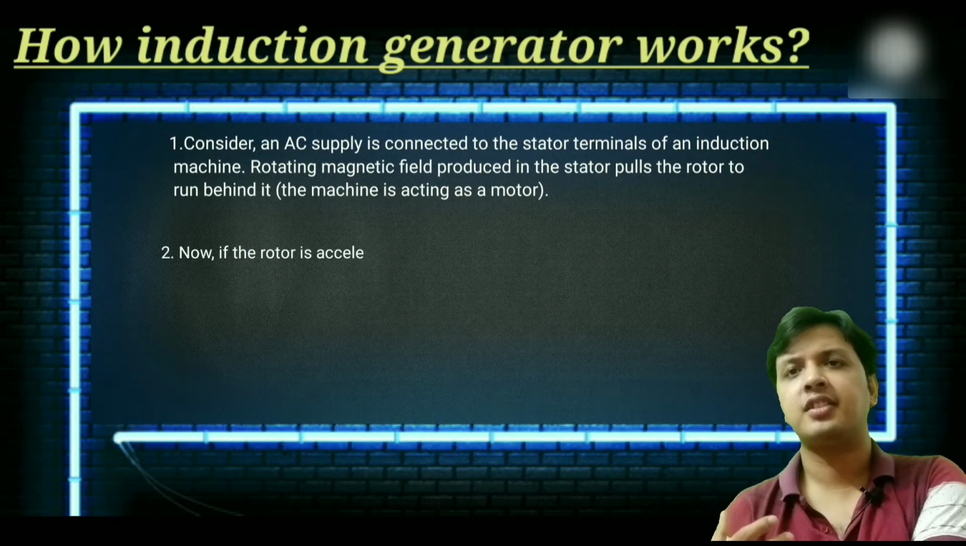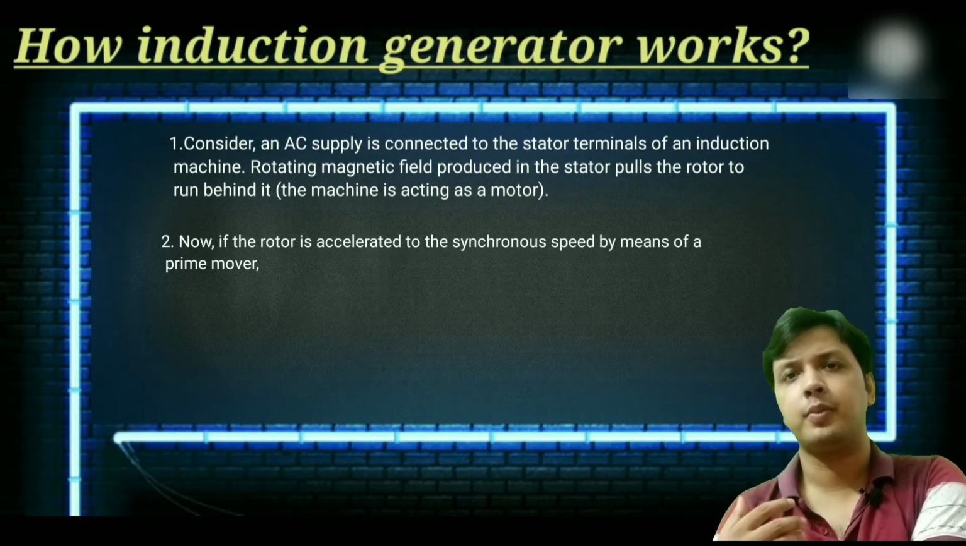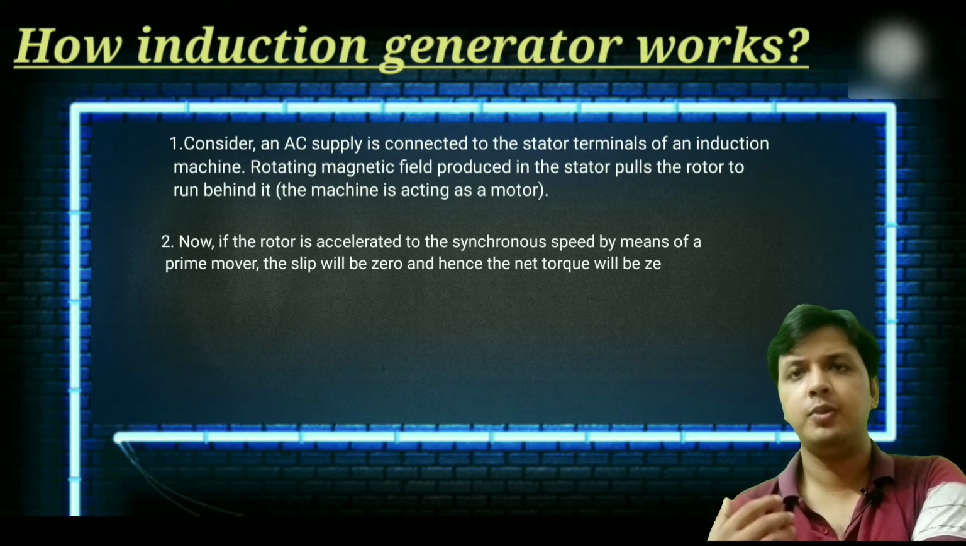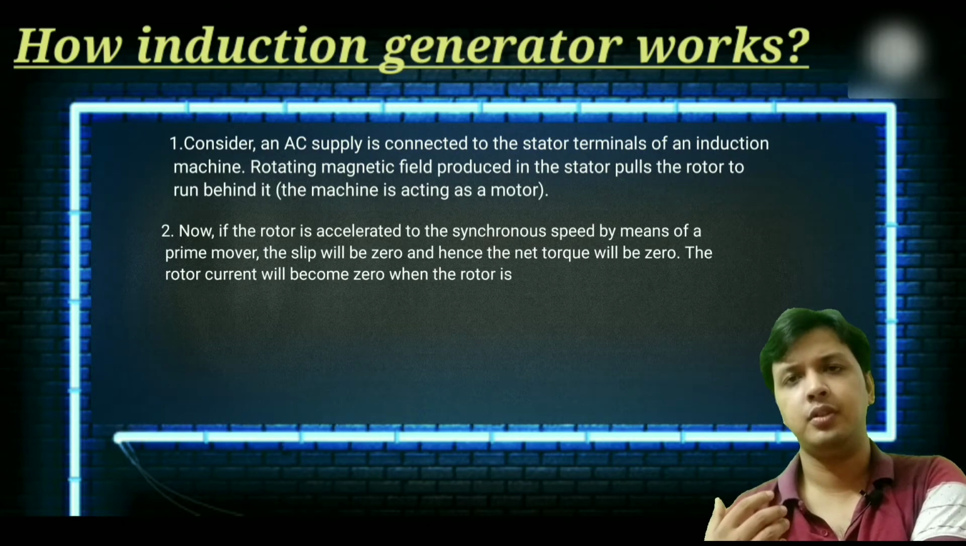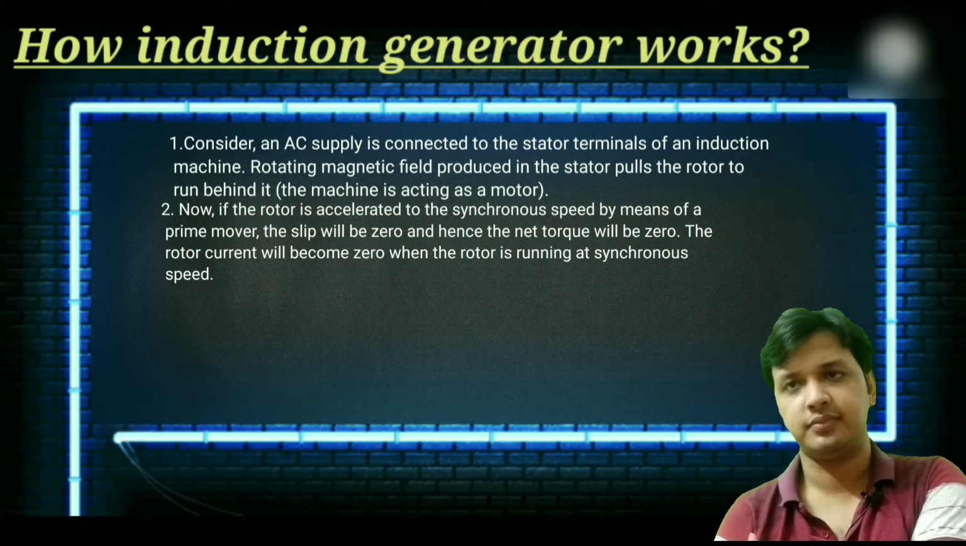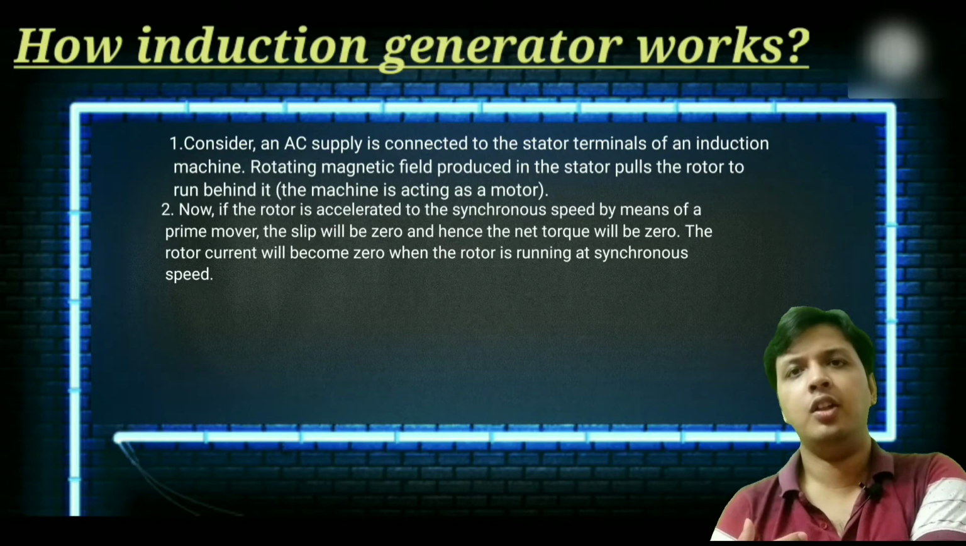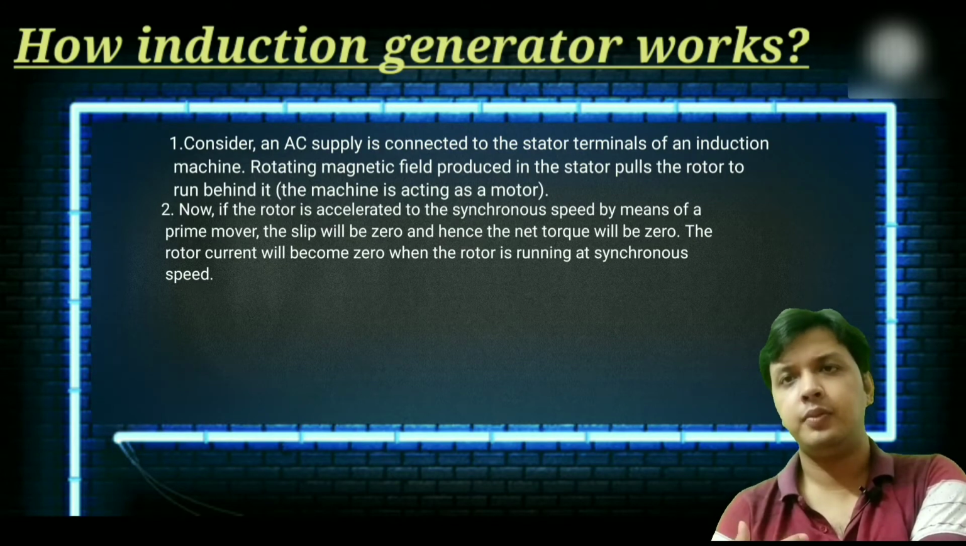Now if the rotor is accelerated to the synchronous speed by means of a prime mover, the slip will be 0, hence the net torque will be 0. The rotor current will become 0 when the rotor is running at synchronous speed.